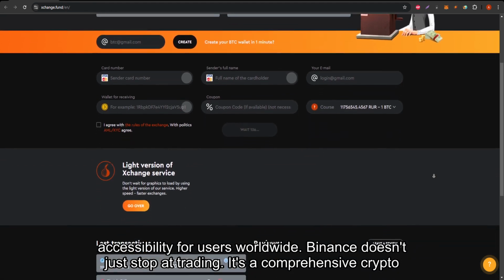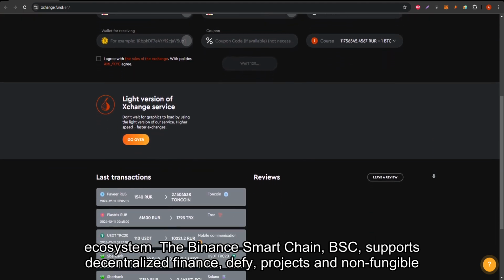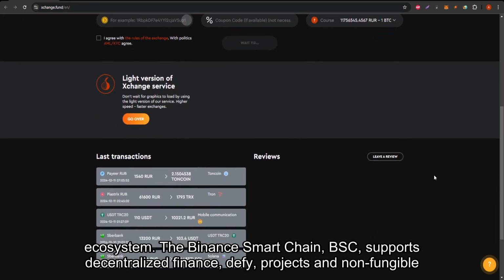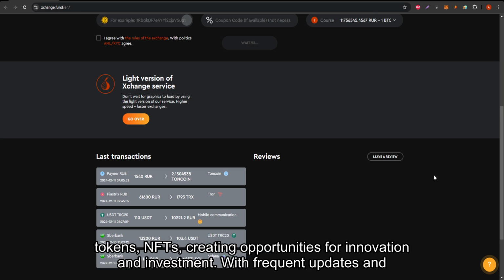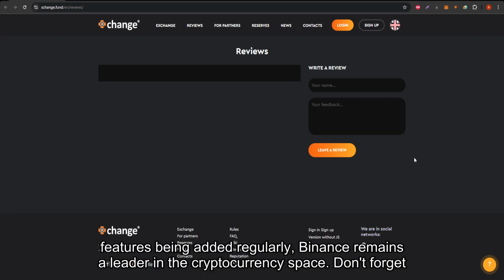It's a comprehensive crypto ecosystem. The Binance Smart Chain (BSC) supports decentralized finance (DeFi) projects and non-fungible tokens (NFTs), creating opportunities for innovation and investment. With frequent updates and features being added regularly, Binance remains a leader in the cryptocurrency space.